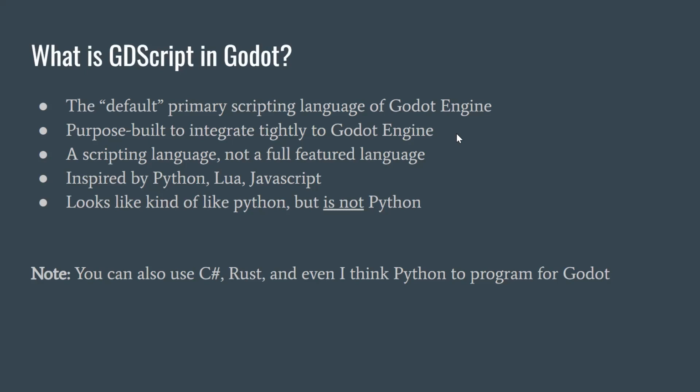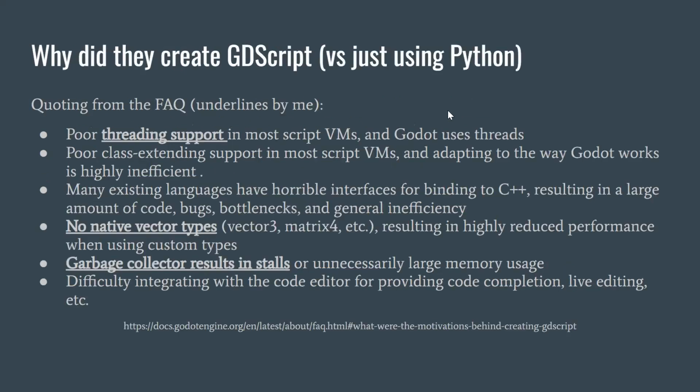They do have bindings for Rust, for C#, and even, I think, for Python external to Godot, so you can actually roll those into your game if you're using something like that. But it's not guaranteed, but it's definitely the default primary language of Godot. Why they created it, again, I just lifted this from the FAQ.